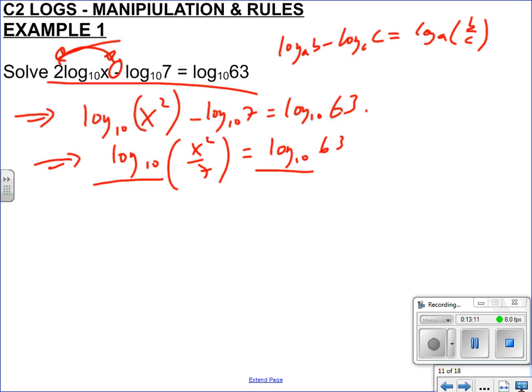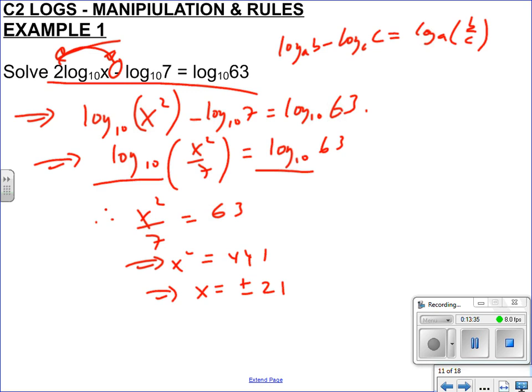Log 10 is the same. So therefore x squared over 7 must equal 63. So x squared is 63 times 7. So 63 times 7 is 441, and therefore x is the square root of that answer, which is plus or minus 21.